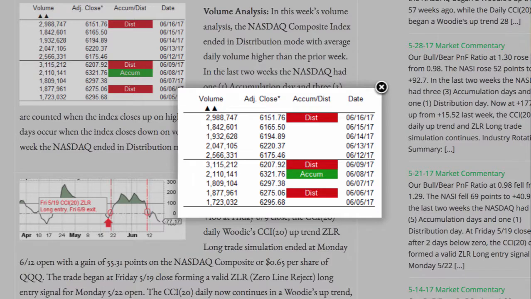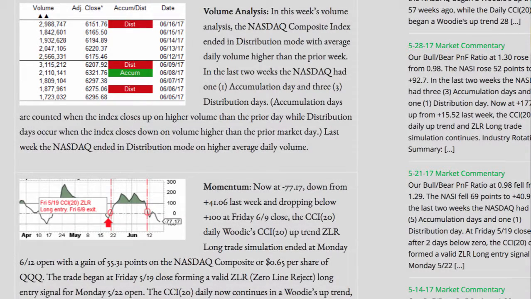Volume analysis. In this week's volume analysis, the Nasdaq Composite Index ended in distribution mode with average daily volume higher than the prior week. In the last 2 weeks, the Nasdaq had 1 accumulation day and 3 distribution days. Accumulation days are counted when the index closes up on higher volume than the prior market day, while distribution days occur when the index closes down on volume higher than the prior market day. Last week, the Nasdaq ended in distribution mode on higher average daily volume.